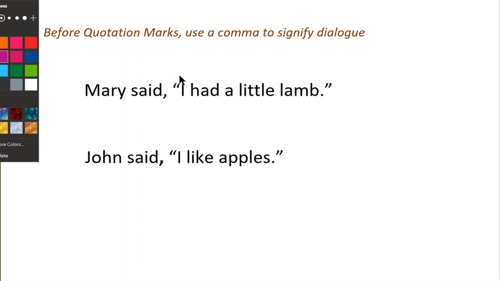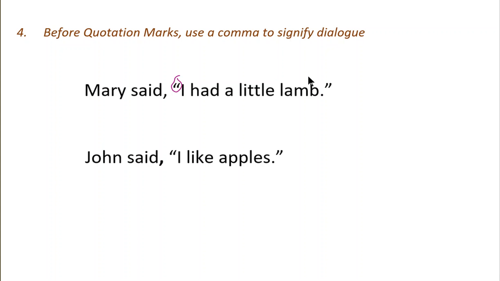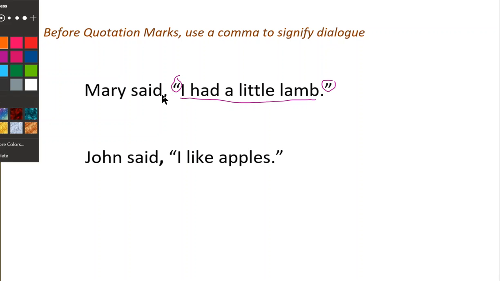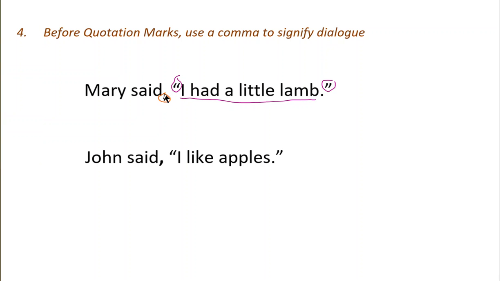So we have our quotation marks right here, just sitting right there. And this is our dialogue. I had a little lamb. We use our comma, which is just sitting right here, to show that Mary said, comma, I had a little lamb. So this signifies that this is dialogue said by Mary.